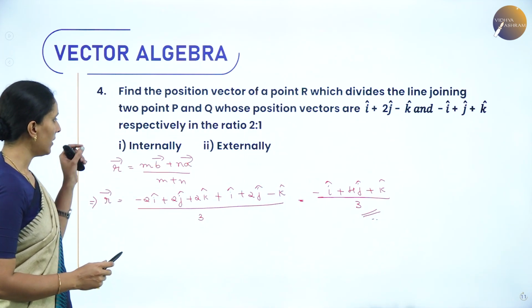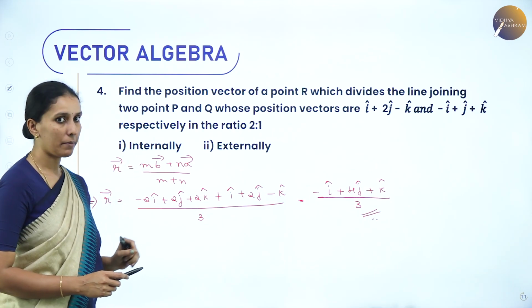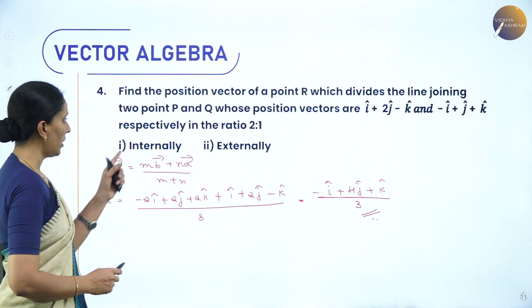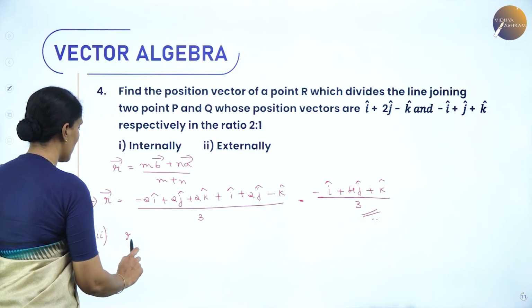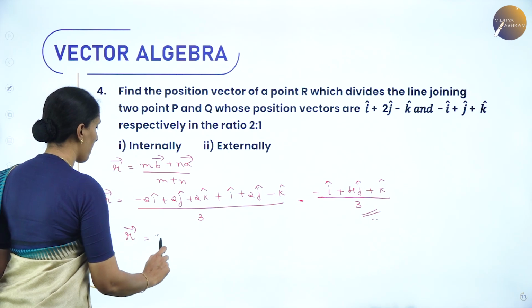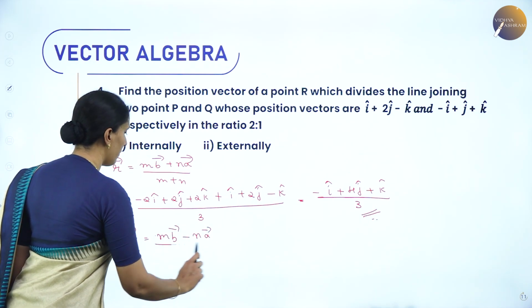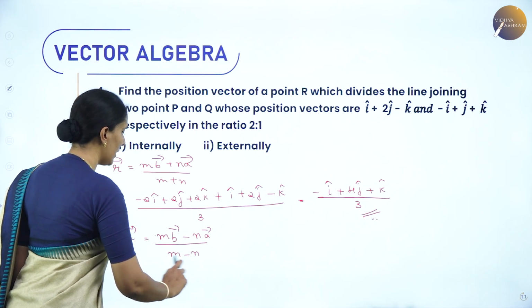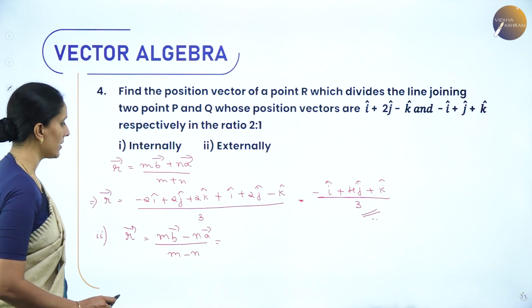So, this is the position vector when the point divides the line segment in the internal ratio. Now, let's come to the external, that is the second one. So, here the formula is vector R is equal to (mB minus nA) divided by (m minus n). Clearly, m minus n is 1, that is 2 minus 1 is 1.